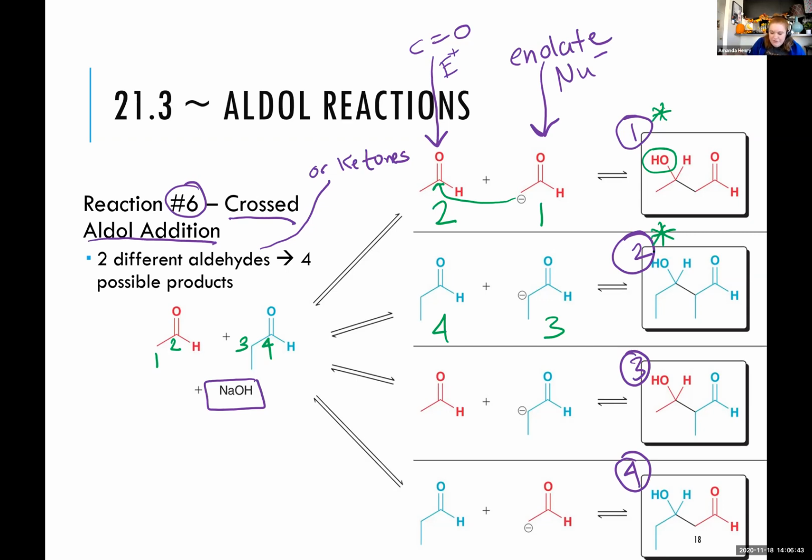And then in the bottom two, we have carbon number 3 reacting with carbon number 2 to create that crossed aldol product. So the alpha carbon is reacting with that carbonyl carbon. And then in the last example, we have carbon 2 reacting with carbon 4.